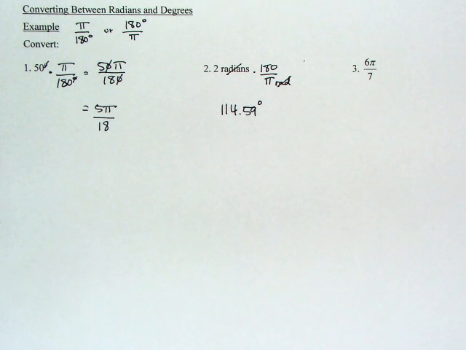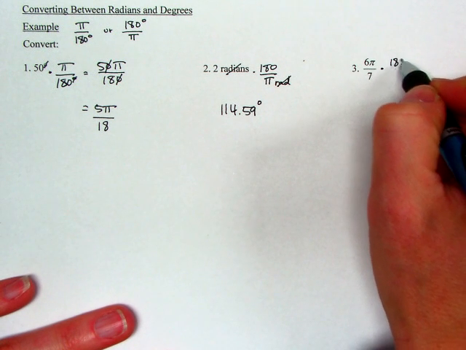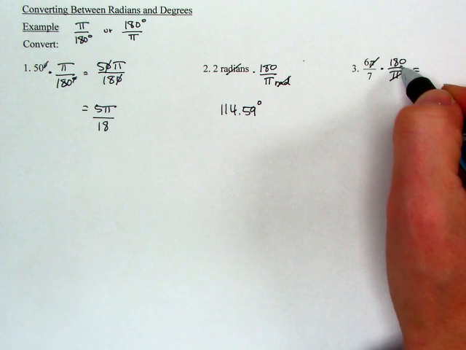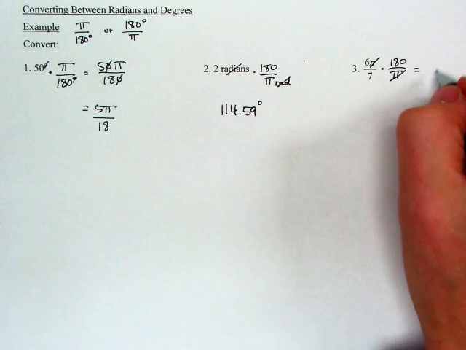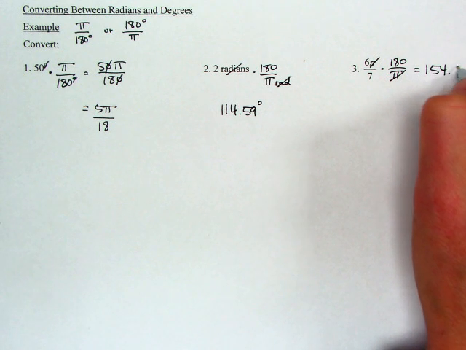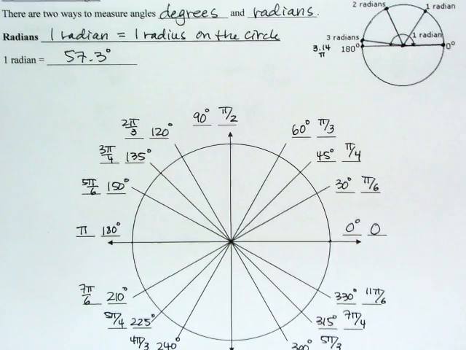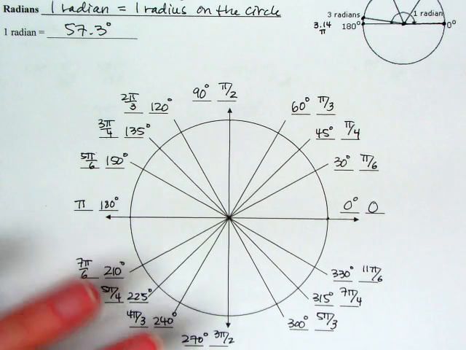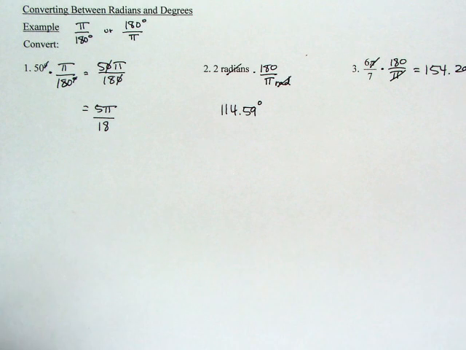Last one is 6 pi over 7. So we're going to multiply by 180 over pi. We need our pi's to cancel. And so now just doing this math, I have 6 times 180. And then I'm going to divide by 7. And I end up with 154.29 degrees. So being able to work around a unit circle, being able to know these values and kind of how and where they come from, or knowing enough about the patterns to see how to fill them in, and then being able to convert between radians and degrees.